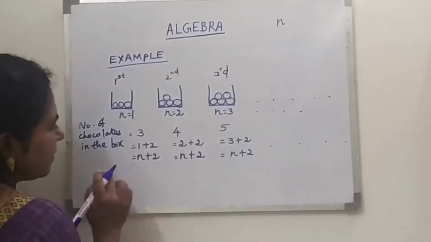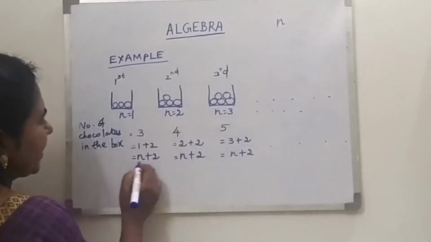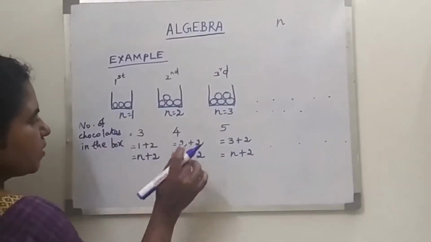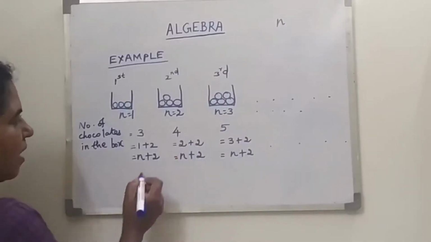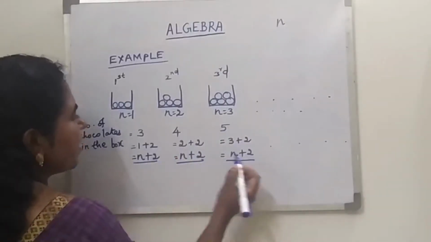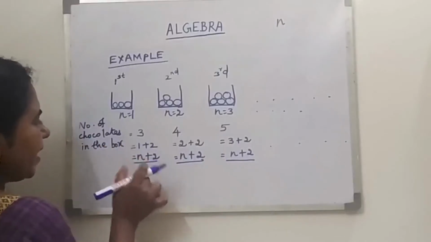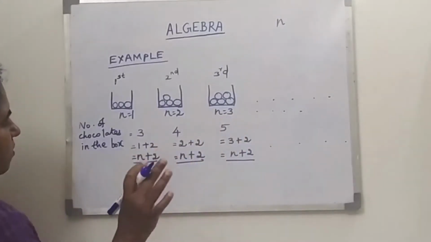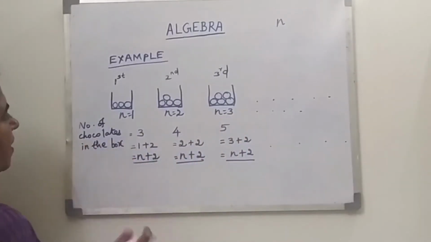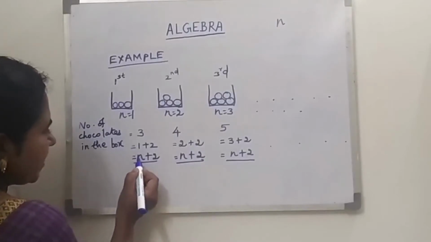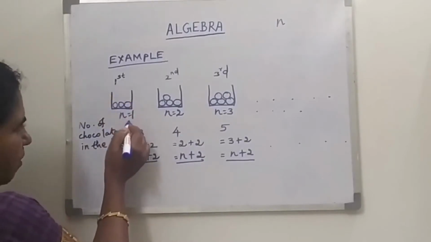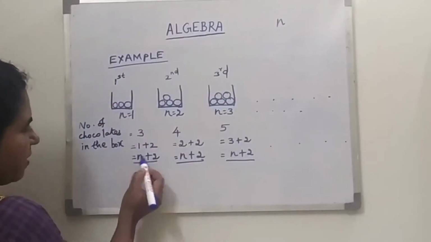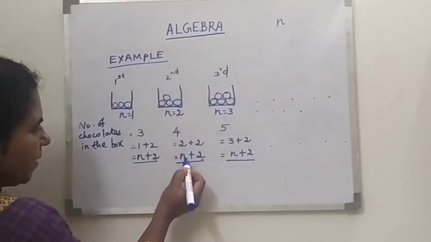So now here, for all the cases, you are getting the number of chocolates in the box is equal to n plus 2. That is nothing but all are the same expressions, and we can use this simple expression to find out the number of chocolates in any of the box whatsoever you need. For example, here it is n. This n represents the position of the box. So for the first box, you can substitute 1 in the place of n. For the second box, you can substitute 2 in the place of n.